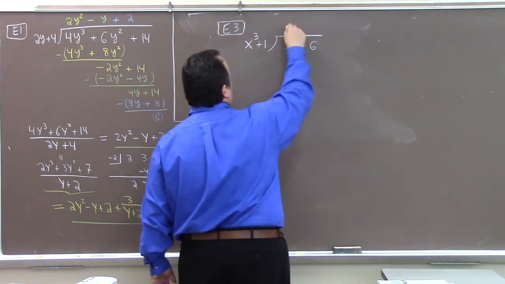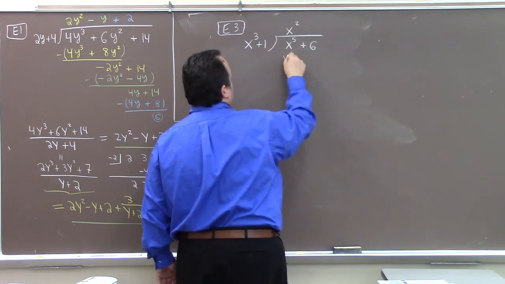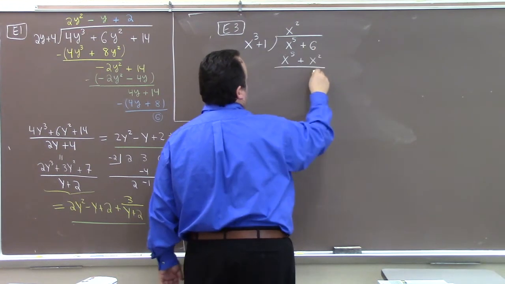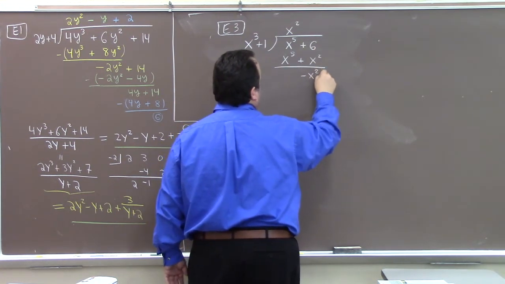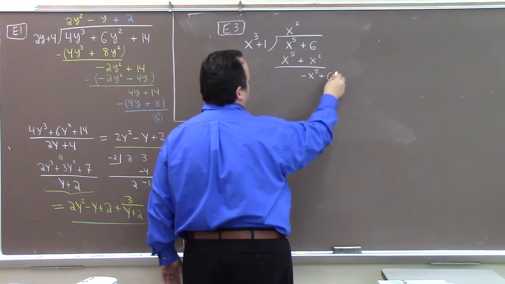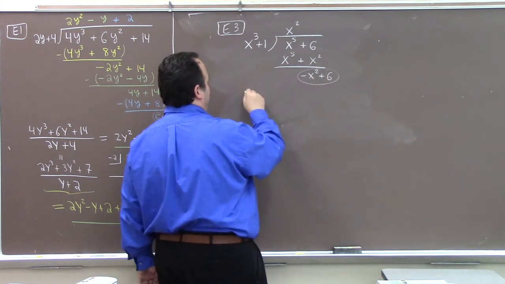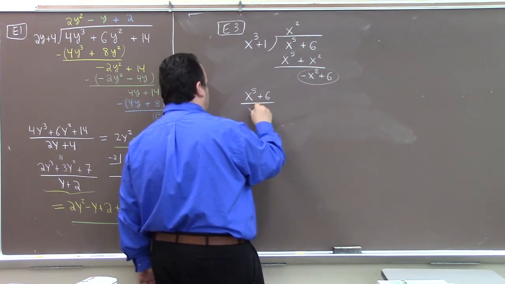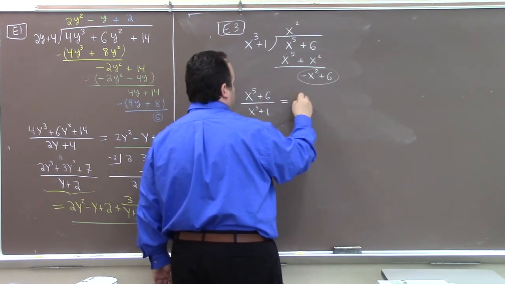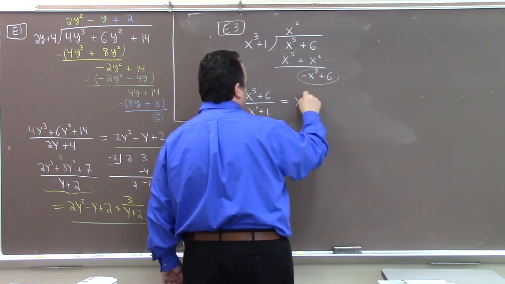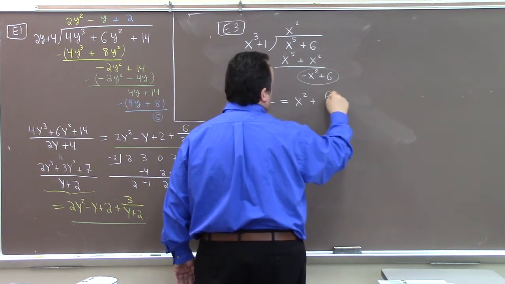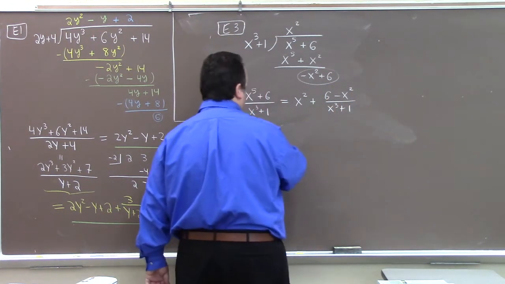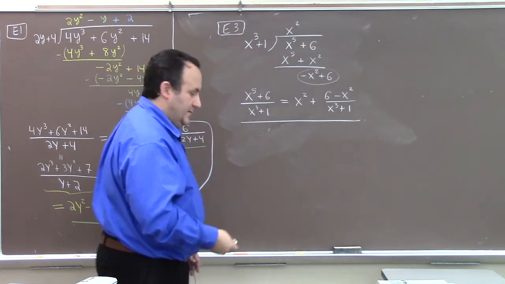I just go, okay, well, x squared. This gives me x to the 5th plus x squared. Subtract. I've got minus x squared plus 6. And that's my remainder. Okay, so there you go. x to the 5th plus 6 over x cubed plus 1 equals x squared plus the remainder over x cubed plus 1.